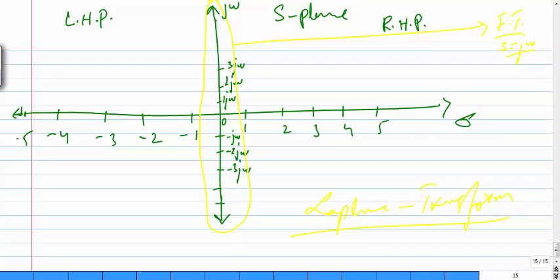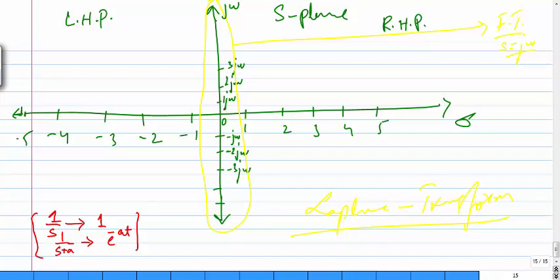Now let's see how poles behave. For that case, we know that the inverse Laplace of 1 over s is 1. Similarly, if I have 1 over s plus a, the inverse Laplace is exponential minus at, so it depends upon that. So this is the basic idea that we can get from the Laplace transform.